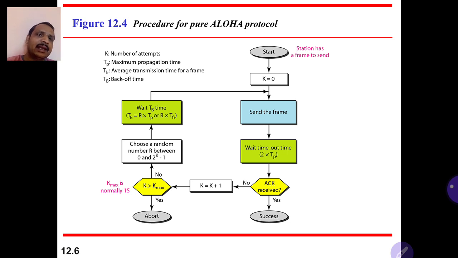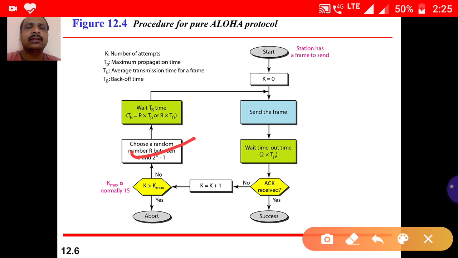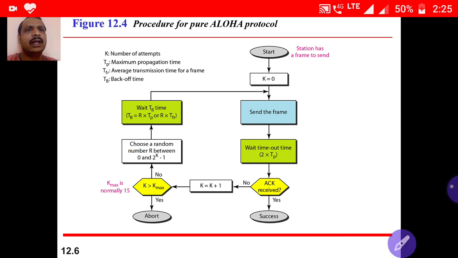Then, is k greater than k max, which is 15? K at present is 2, so the condition is not satisfied. Then choose a random number between 0 and 2^k - 1. With k = 2, 2 to the power of 2 is 4, so 4 minus 1 is 3. 0, 1, 2, 3 are the outcomes of this random variable.